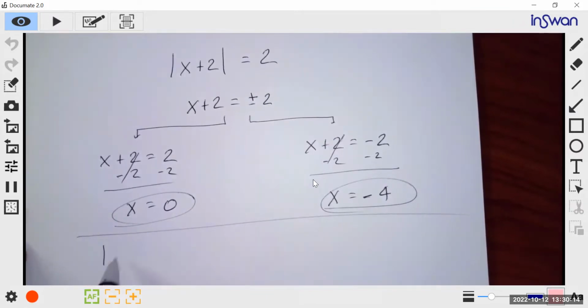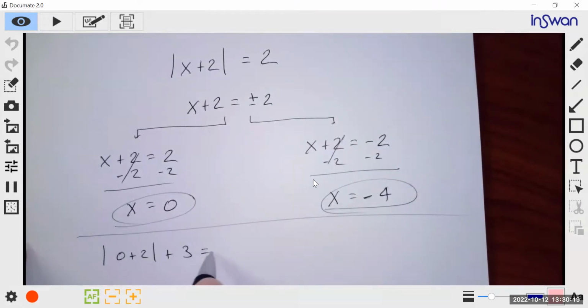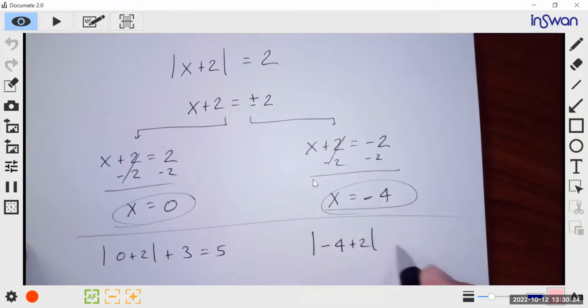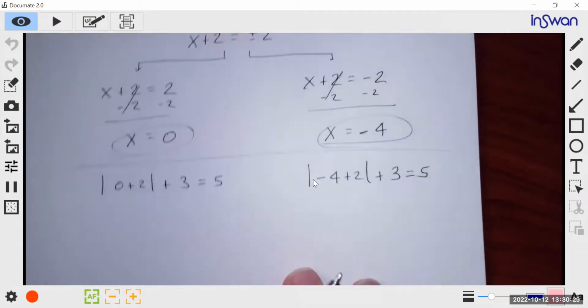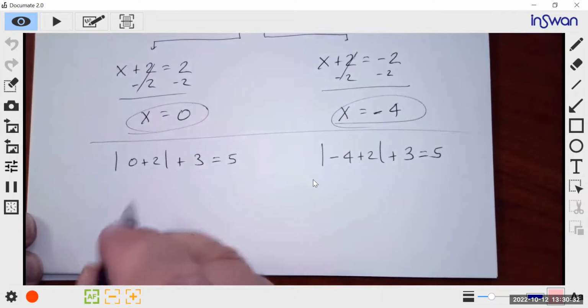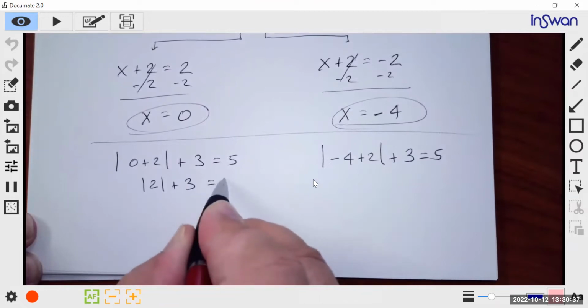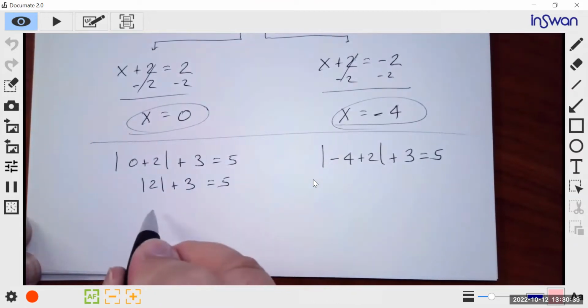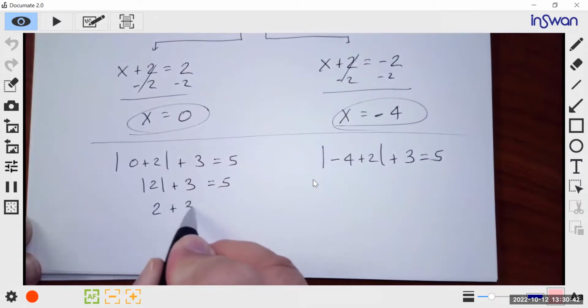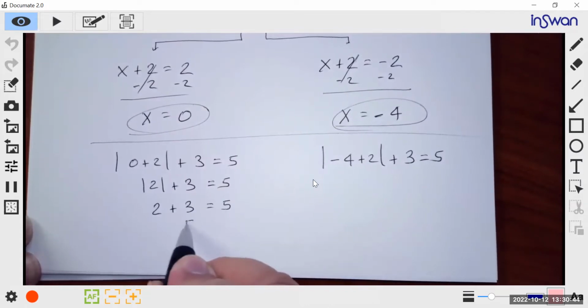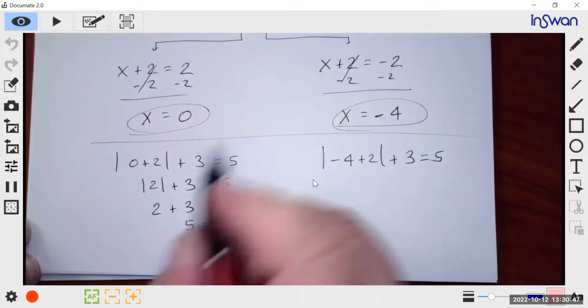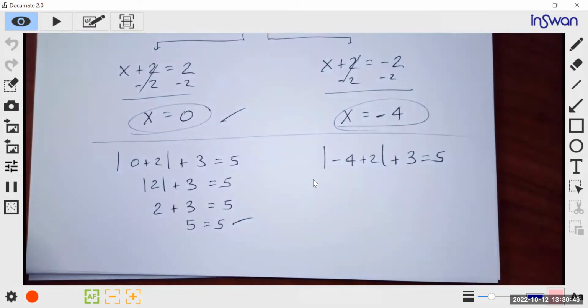And if you check your answer, the absolute value of 0 plus 2, plus 3 equals 5. The absolute value of negative 4 plus 2, plus 3 equals 5. Plug them in there. Let's check them out. 0 plus 2 is 2. Absolute value of 2 is 2. 2 plus 3 is 5. So x equals 0 is a valid answer.